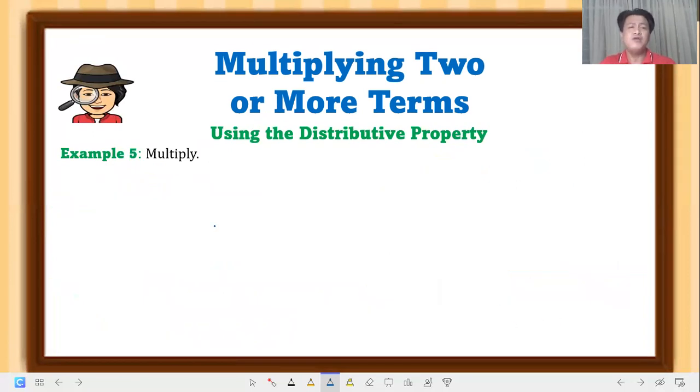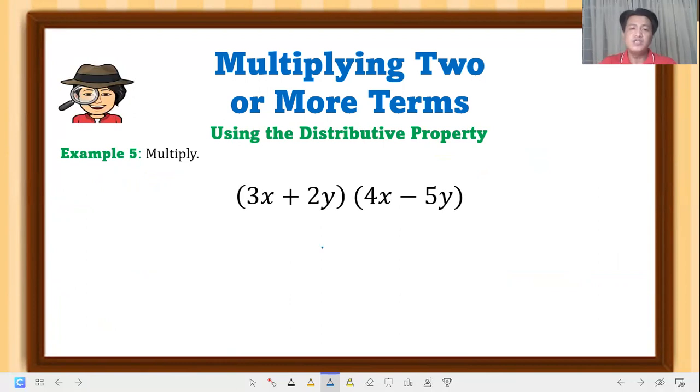Okay, so paano naman kung this is the given for number 5, you are going to multiply two binomials. Okay, always remember we have to apply the distributive property. Kung kanina, monomials to two or more terms, by this time, binomials parehas. Okay, how are we going to do this? Just simply distribute. What is 3x times 4x?